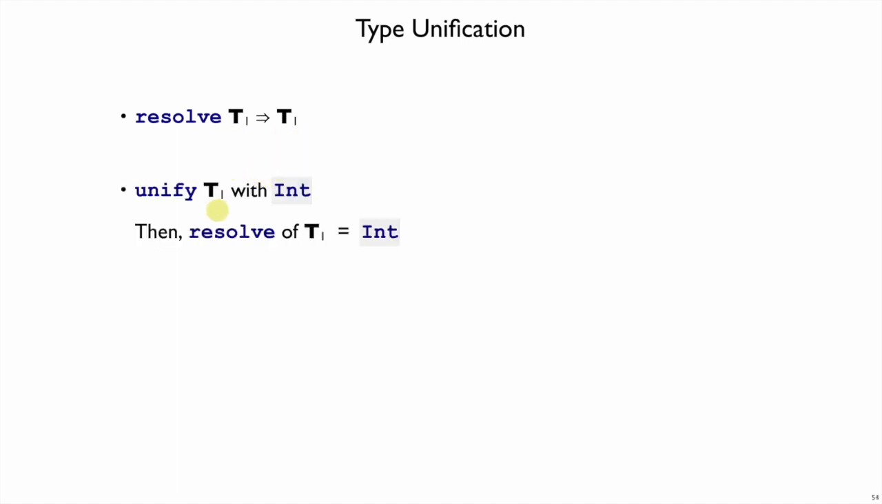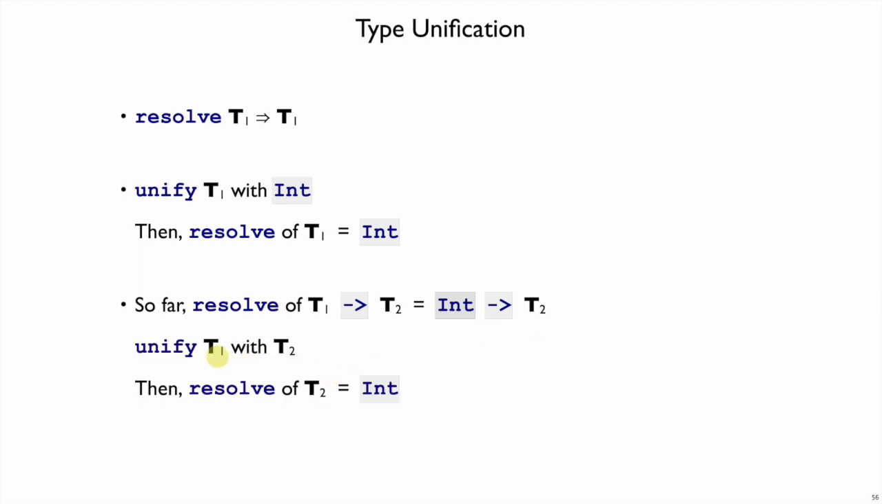But if somewhere along the way t1 has been unified with int, it will have installed an equivalence between t1 and int, and it's resolve's job, if you give it t1, to just return int. Similarly, if t1 has been unified with int and you give resolve t1 arrow t2, it'll simplify what it can. The t1 will get replaced by int, while t2 will just stay as it is if it hasn't been unified with anything.